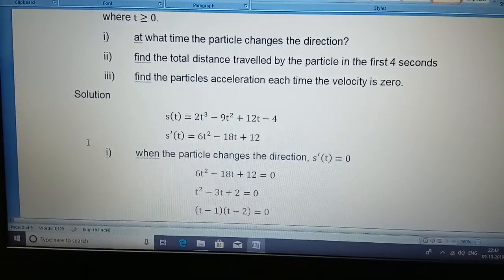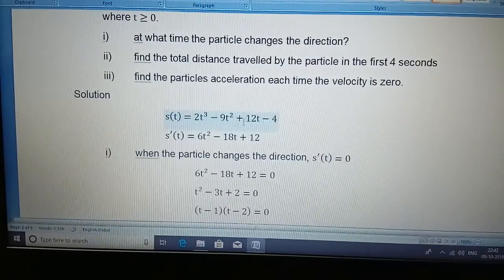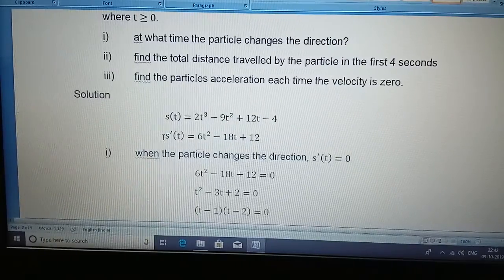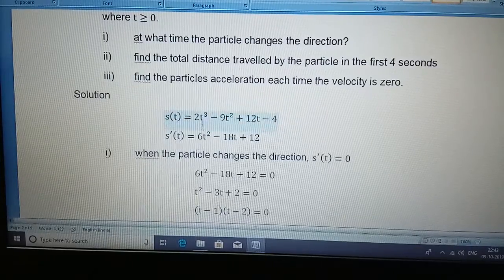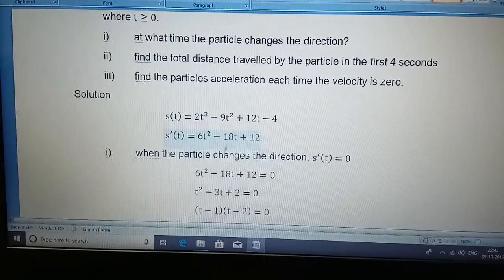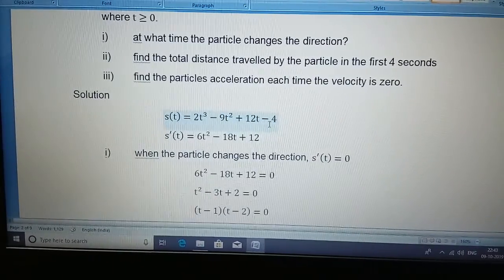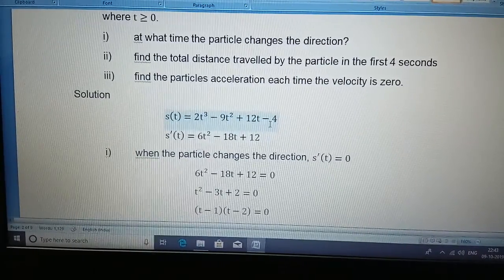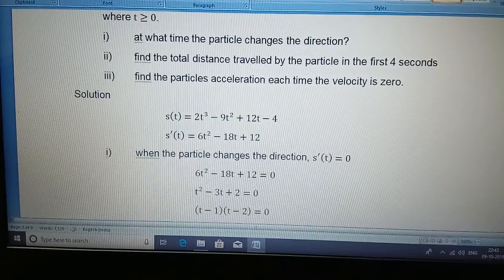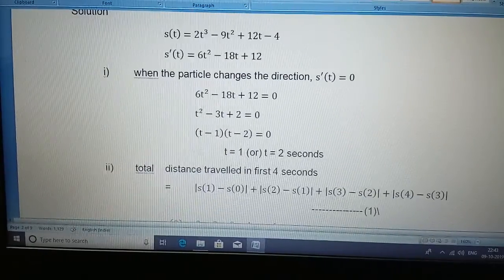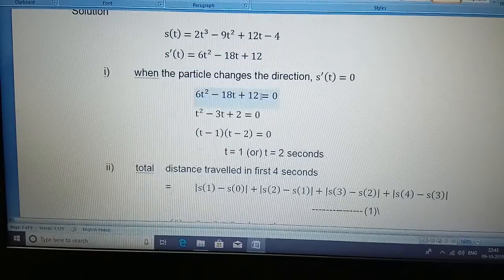Now you are given S of t equal to 2t cube minus 9t square plus 12t minus 4. Differentiating, S dash of t is 2 into 3t square, which is 6t square, minus 9 into 2t, which is 18t, plus 12 into the derivative of t, which is 1, and minus 4 is a constant, so it becomes 0. When the particle changes direction, S dash of t equals 0. So we make 6t square minus 18t plus 12 equal to 0.